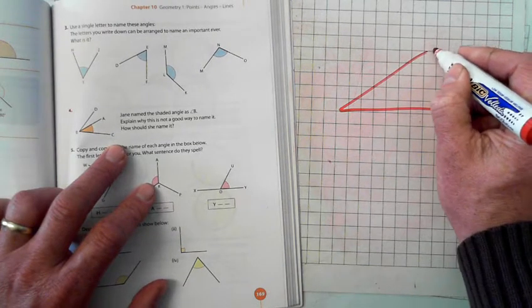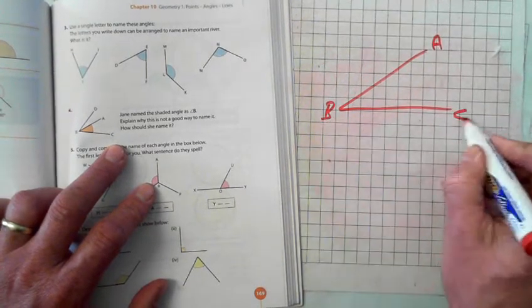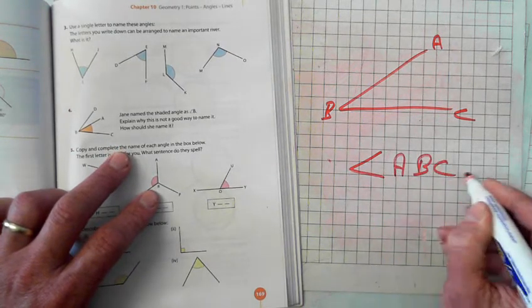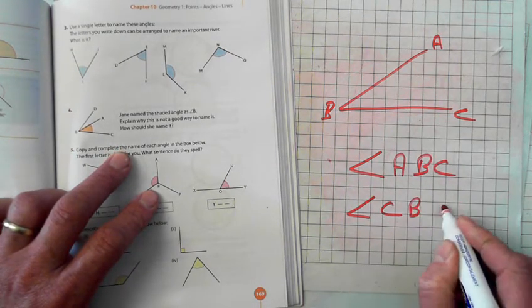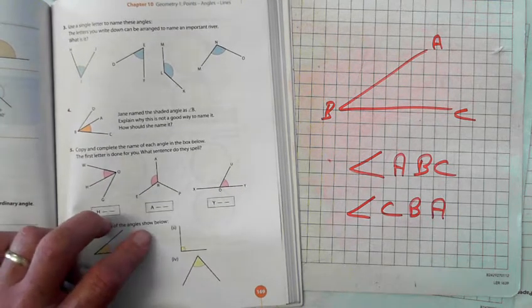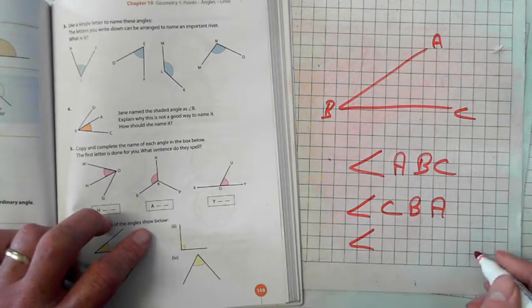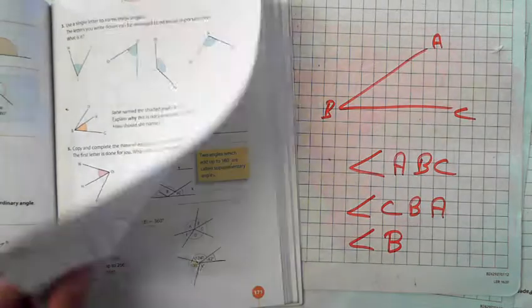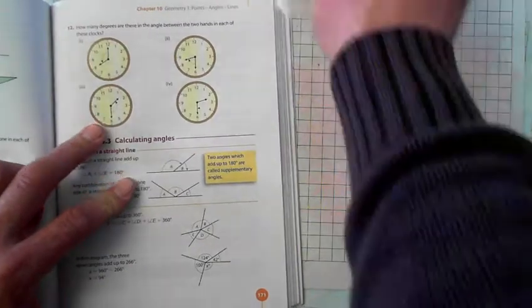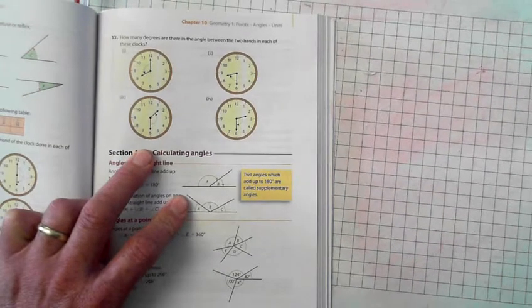Naming the angles. Name that angle. Angle ABC, CBA. What's important about the B? It's in the middle. And another way of naming it? Angle B. There's another way of naming it. All right, and this question here, which is on page 171.